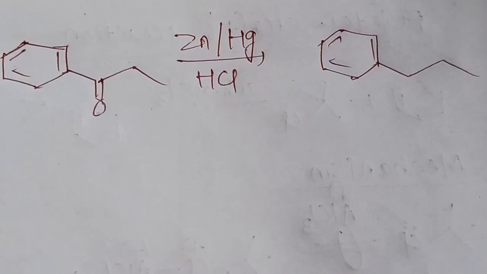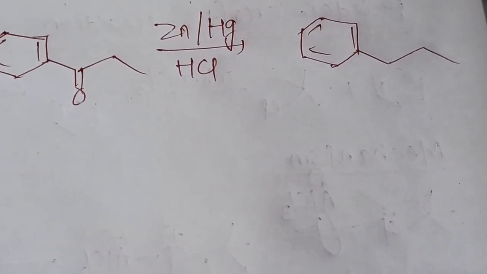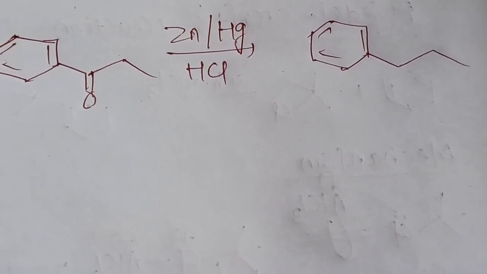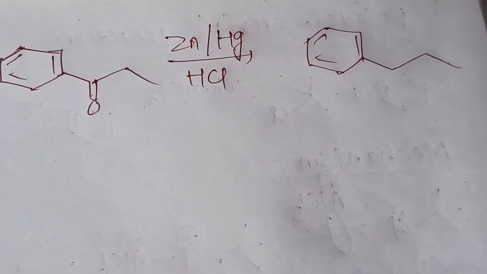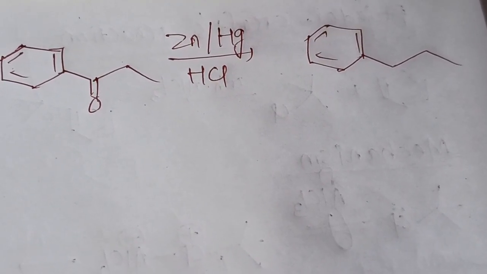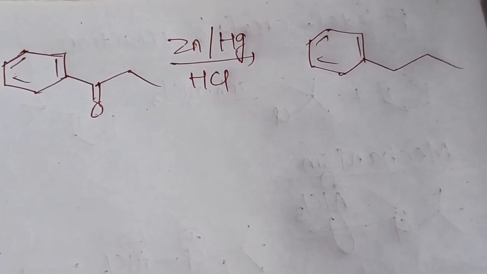We can convert this aryl ketone into alkyl benzene, that is propyl benzene, by this Clemmensen reduction. So the main point is we can prepare alkyl benzene by Friedel-Crafts acylation also. So that's why acylation is more favored than alkylation.